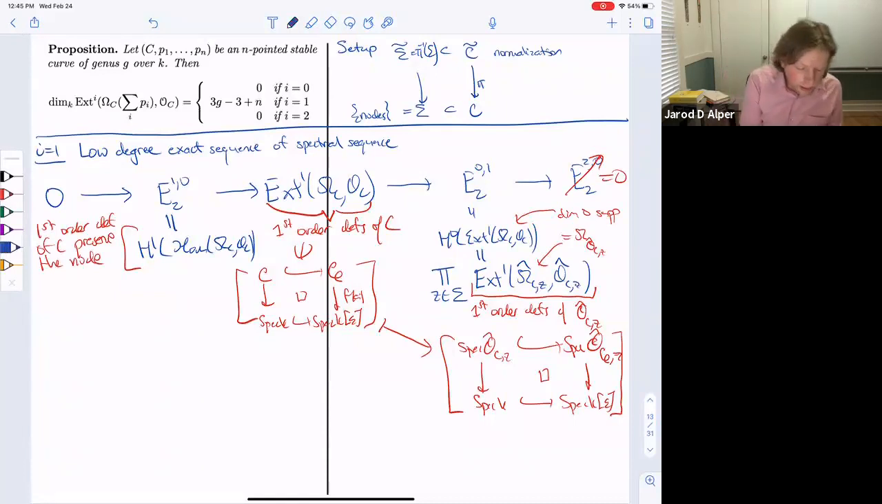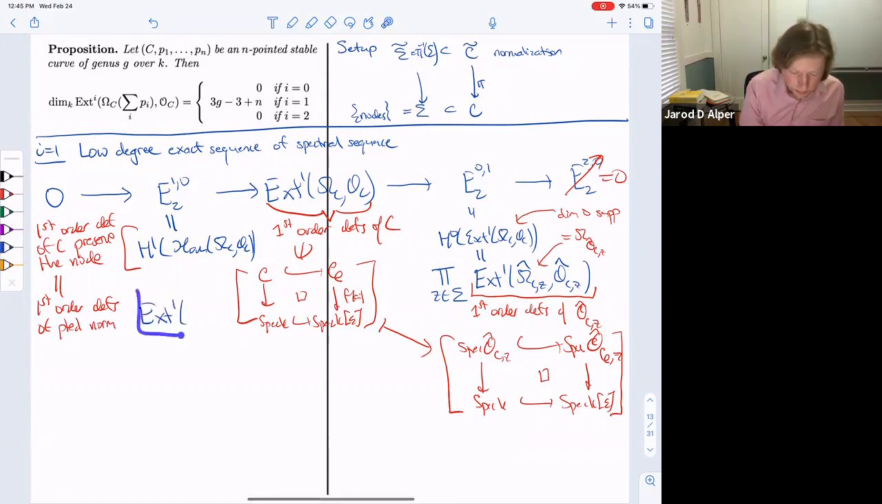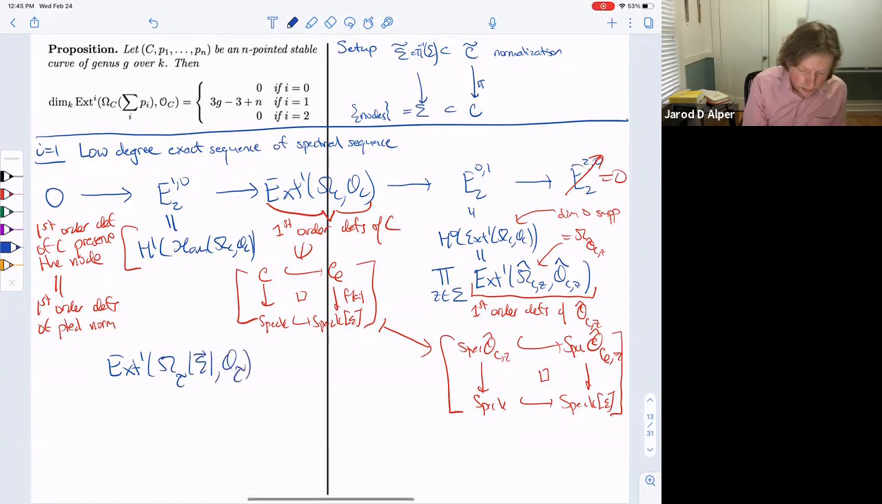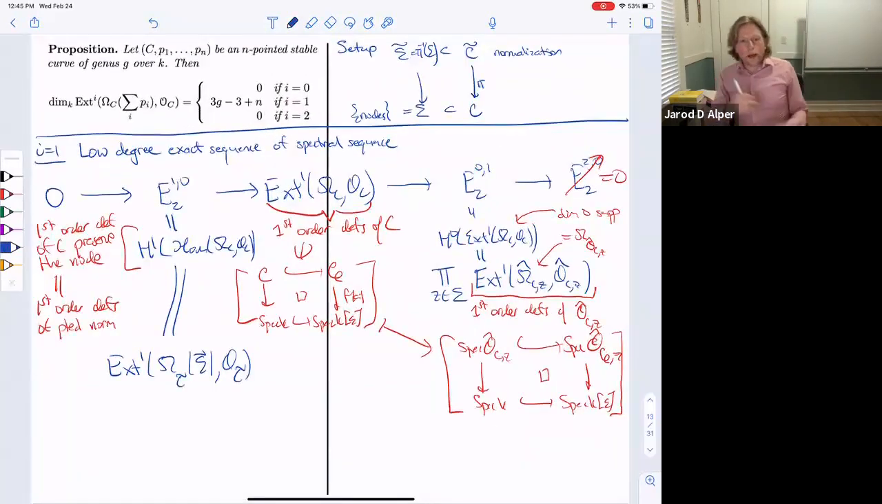But we have another description of that, as first order deformations that preserve the node induce first order deformations of the pointed normalization. So this is equal to first order deformations of the pointed normalization, which is identified with X1 of, let me write it here, X1 of omega C tilde shifted by sigma tilde of OC tilde. These are equal.